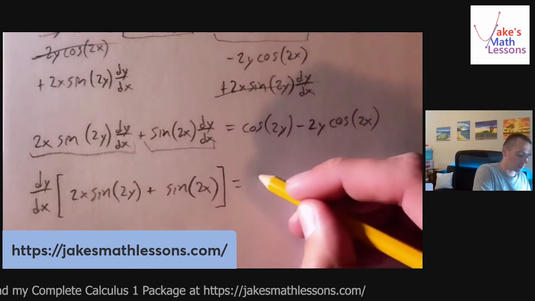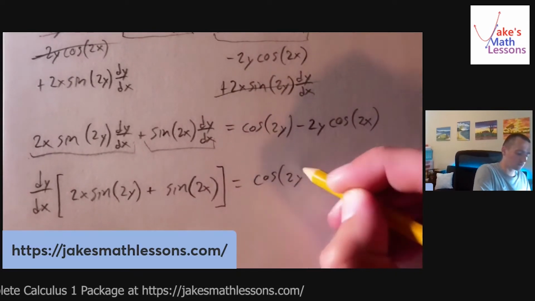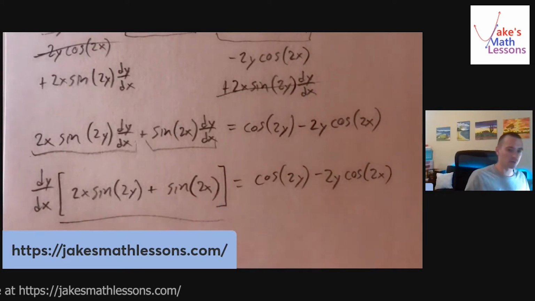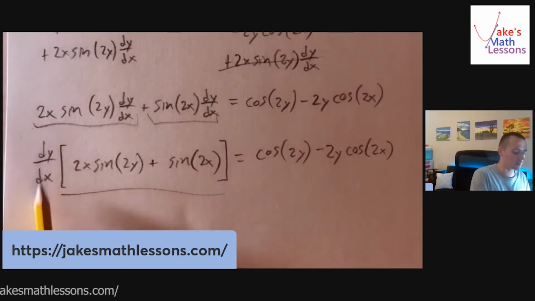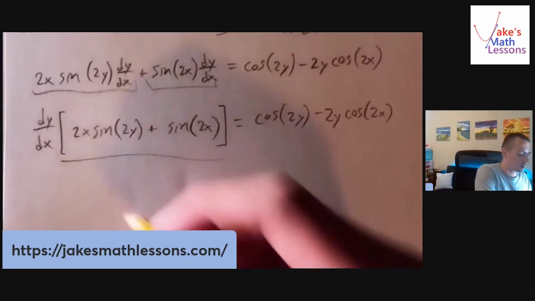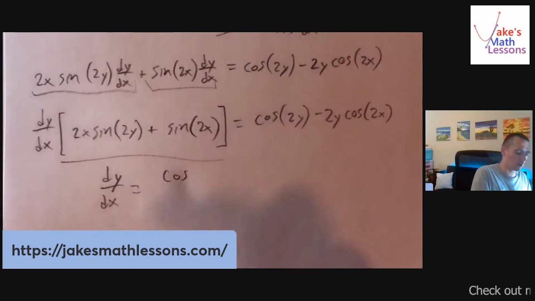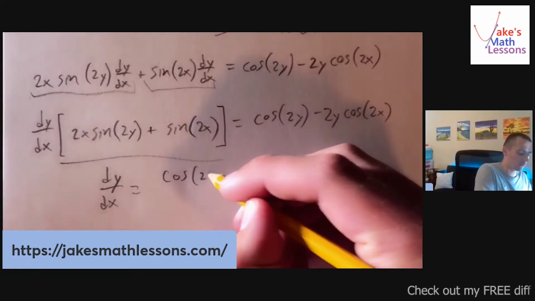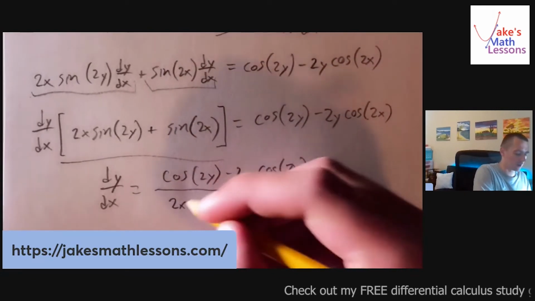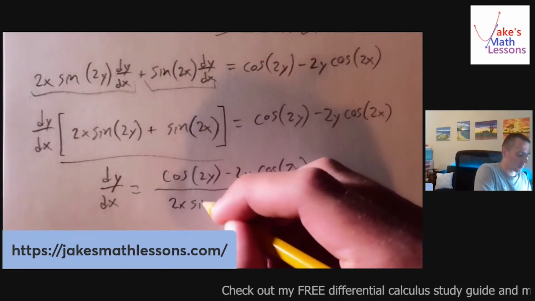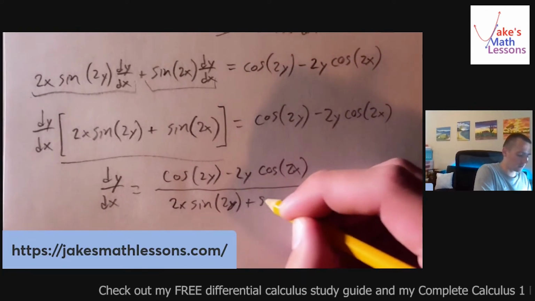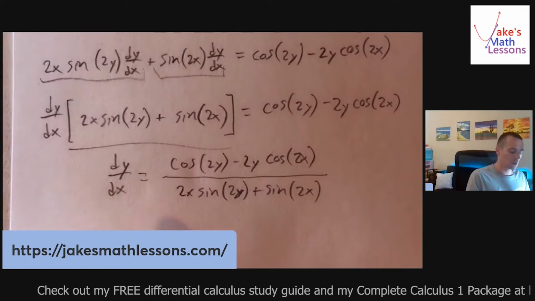And then on the right, we're still going to have nothing different. And then we can divide both sides of our equation by everything within the parentheses here, because dy dx times all this stuff, we can divide it over to get the dy dx all by itself. So our numerator is just going to be whatever we had on the right before. And then the denominator is 2x sine of 2y plus sine of 2x. So there's our dy dx.